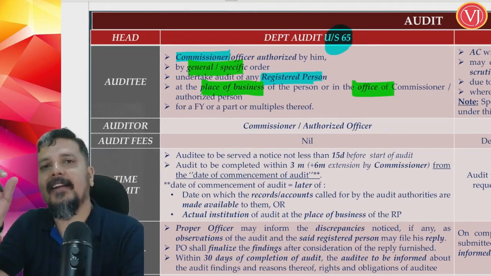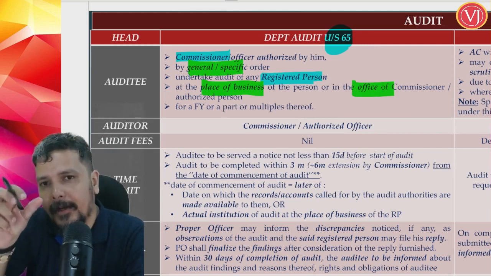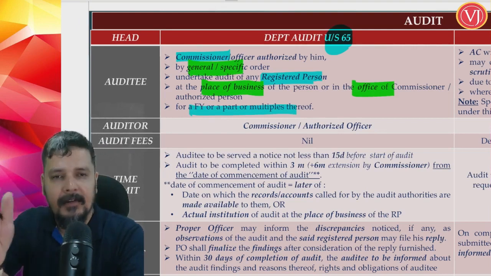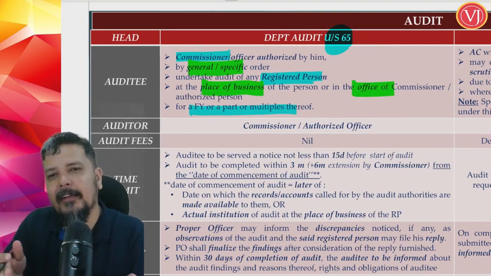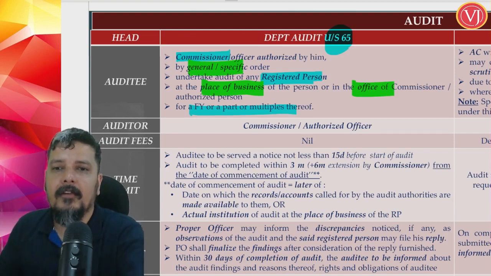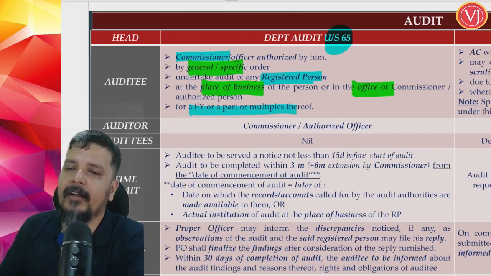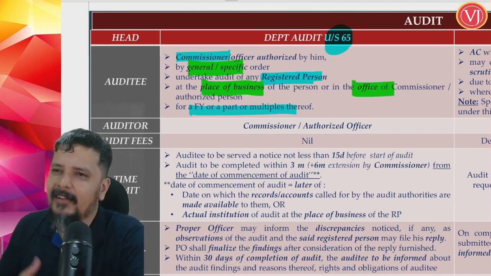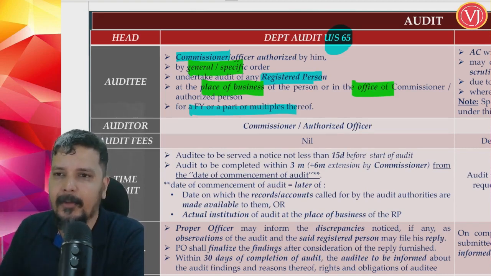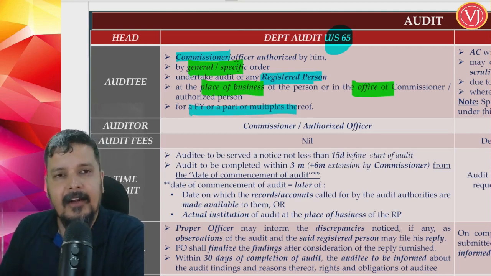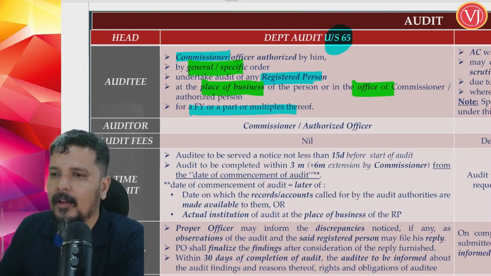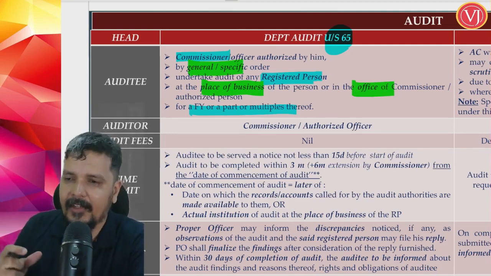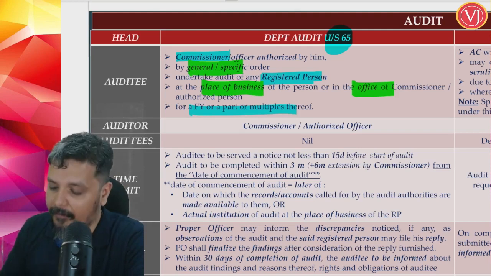Now, that general audit can be taken for a particular financial year or a group of financial years or even part of a financial year. One financial year, three financial years, it can be even 1.5 financial years or 2.5 financial years. So, general audit is against whom? A registered person. How does it start? By a general or special order given by the commissioner or the authorized person. It will start at which place? At the place of the assessee or at the department. For which year? Financial year or part or group of financial years.